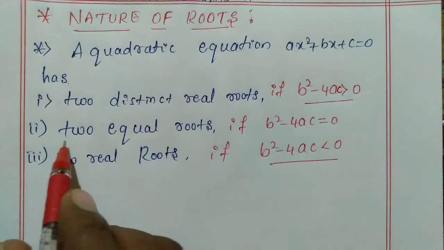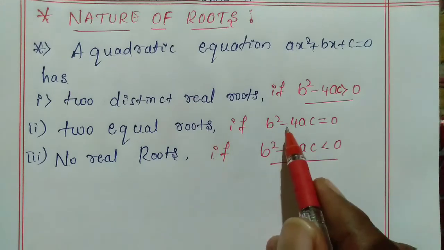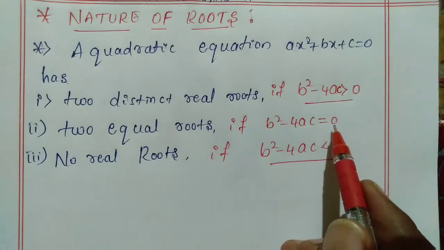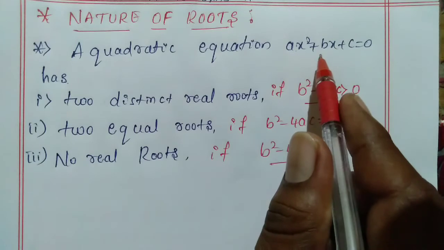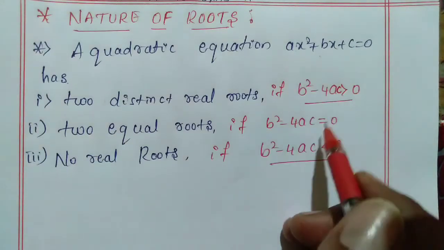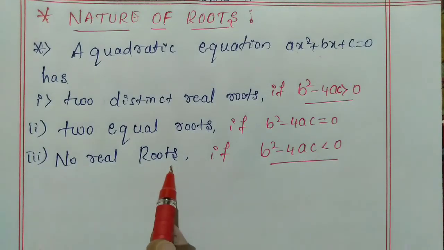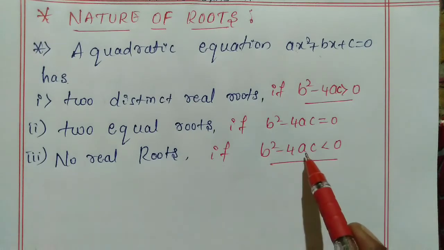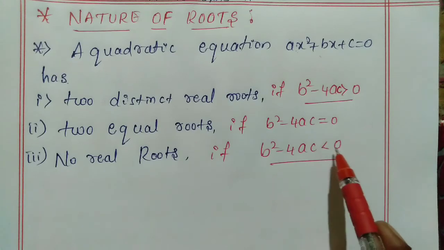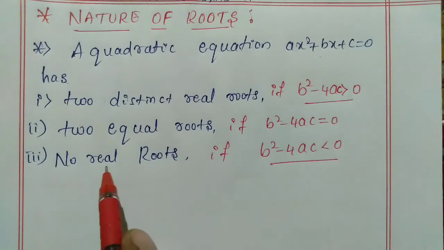In the second case, we get two equal roots. When b square minus 4ac is equal to 0, the roots are equal. Here b is the coefficient of x, a is the coefficient of x square, and c is the constant. The third case is that there are no real roots. If b square minus 4ac is less than 0, we get two imaginary roots, not real roots.